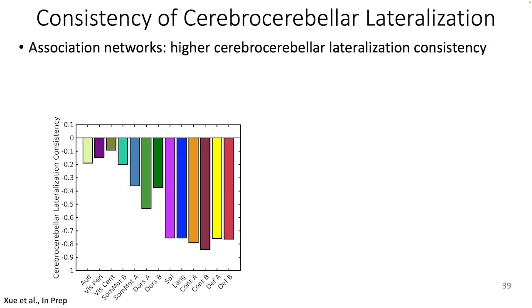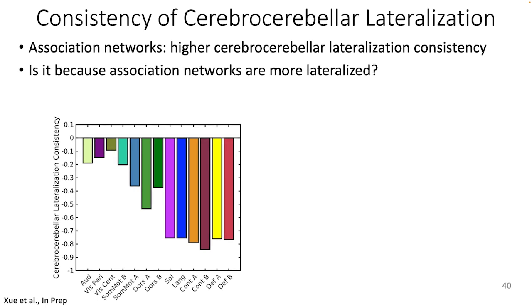And now, take a look at this bar chart showing the correlation values for each network. A higher absolute value of this R means higher consistency. As we can see, the association networks exhibit higher consistency, while the sensory motor networks show lower consistency.